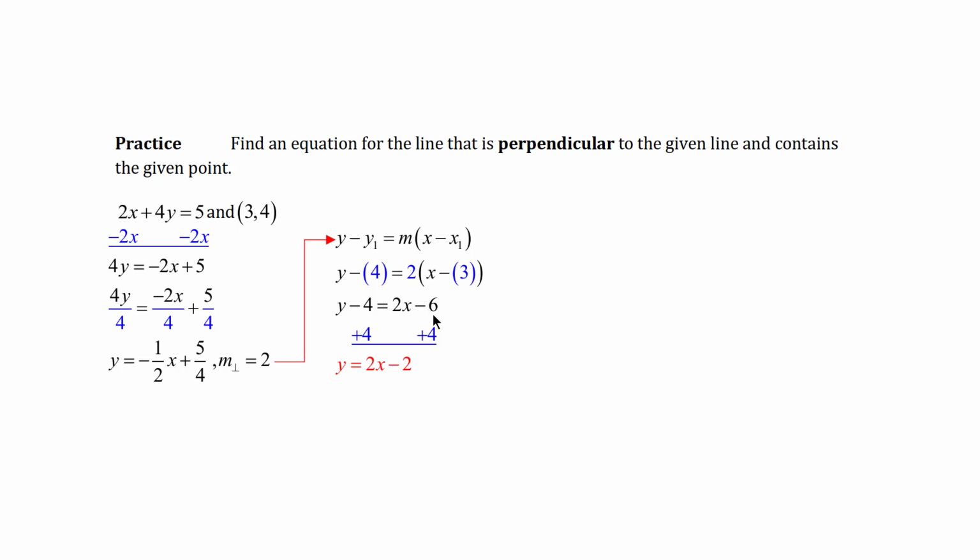Next, we could get rid of the minus 4 by adding 4 to both sides of the equation. On the left-hand side, the minus 4 and the plus 4 cancel out, and we bring down the y. On the right-hand side, minus 6 plus 4 gives us -2, and we bring down the 2x. So the final result is y equals 2x minus 2. This equation represents a line which is perpendicular to the line from the given equation and goes through the point (3, 4).